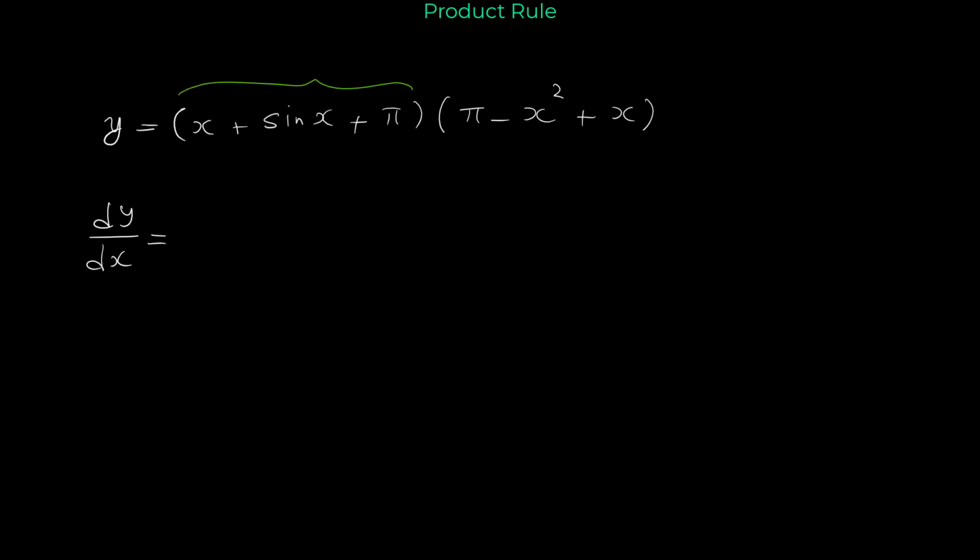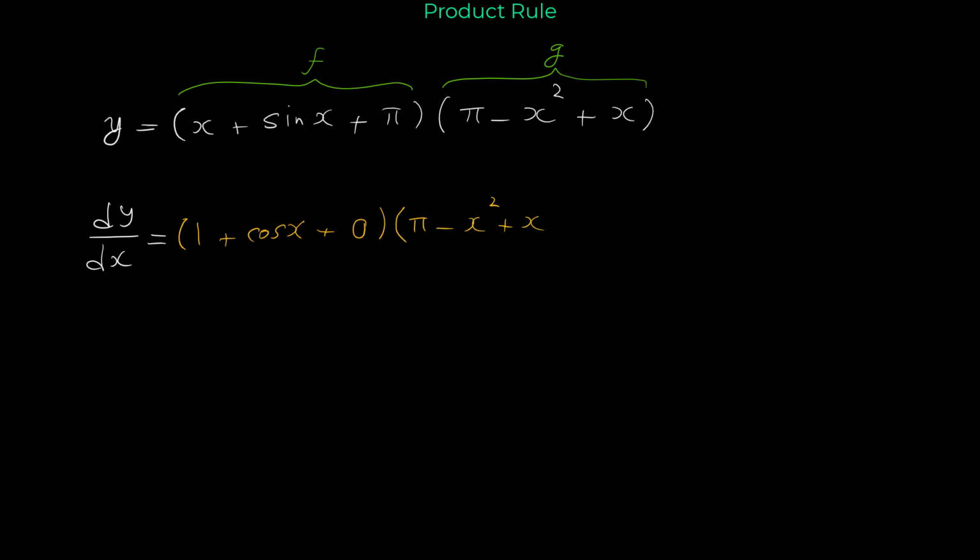Again, attention, this is the first function f, and this is the second function g, and we want to find the derivative of f times g. Based on the product rule, first we have to find the derivative of the first function, the derivative of the first bracket. What is the derivative of x plus sine x plus pi? Derivative of x is 1, derivative of sine x is cosine x, and derivative of pi is 0, because pi is a constant and the derivative of any constant is 0. Multiply this by the second bracket.